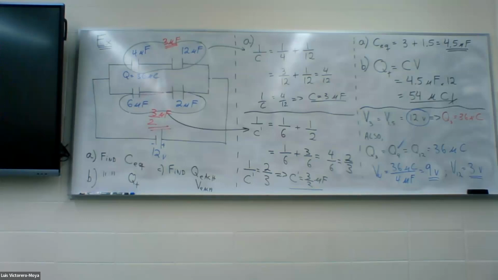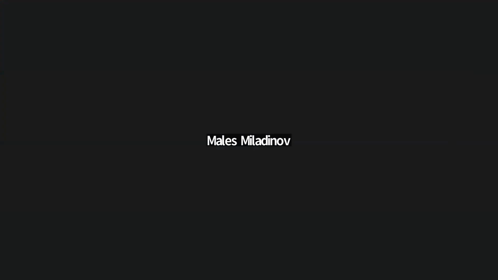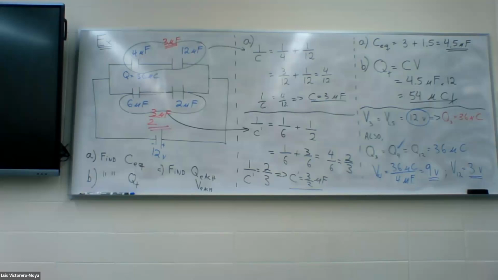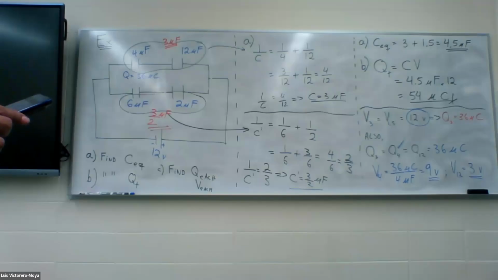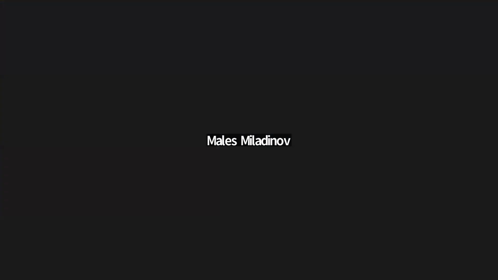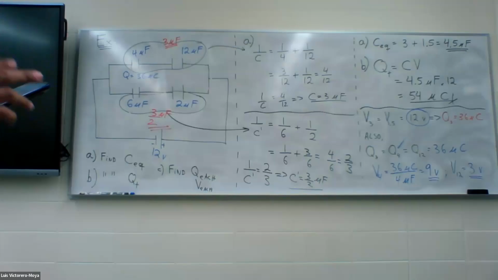Wait, so Professor, the 36 microcoulombs, is that for Q3 or Q4? For both. They both have the same charge. Okay, so Q3 equals Q4, which equals Q12, which equals 36 microcoulombs. Yeah. Okay, so it's really just the voltage that's not constant. Yes, the voltage is split because in series the charge is constant. Okay.